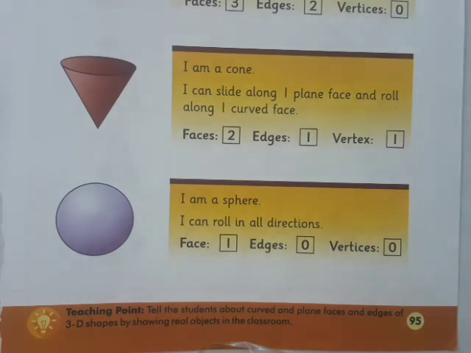Class 2, have you all got it? Good. Now your homework is to learn the shapes' names with their spellings and the number of faces, edges and vertices each shape has from your book on pages 94 and 95.